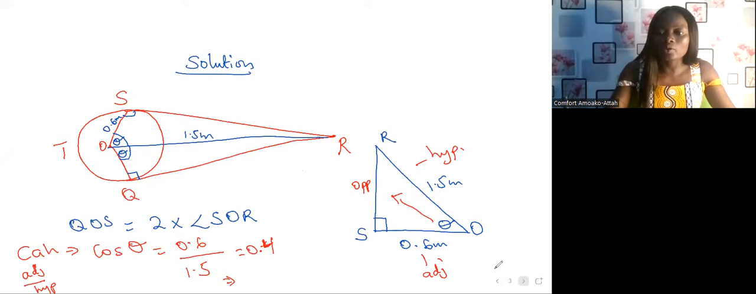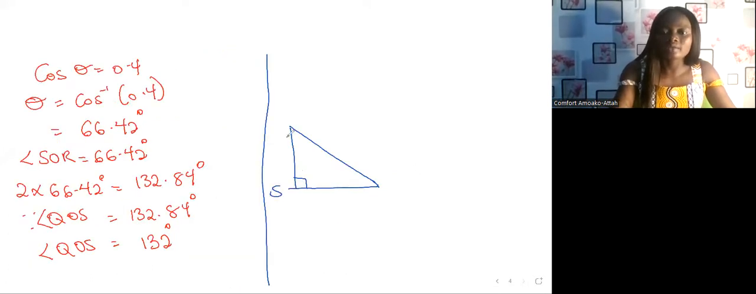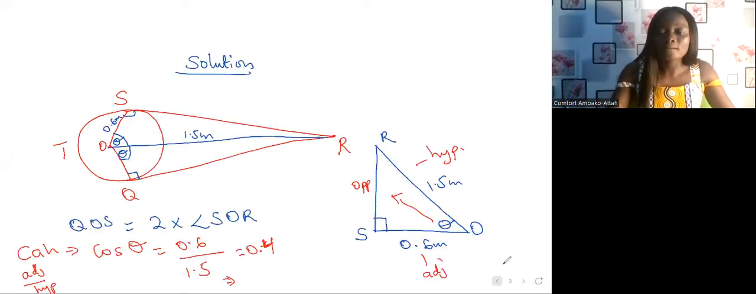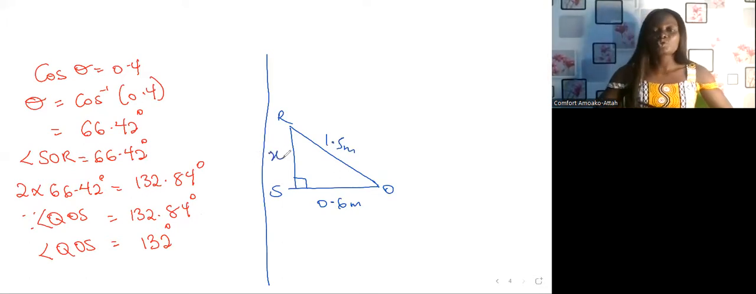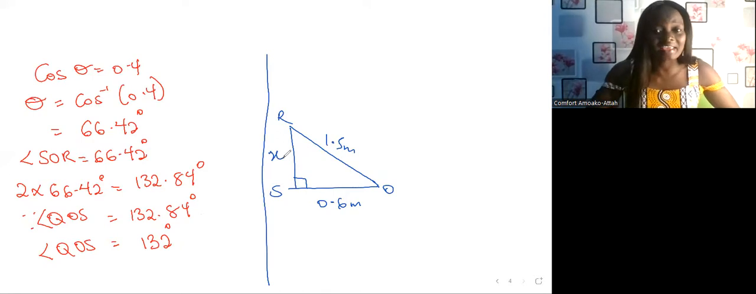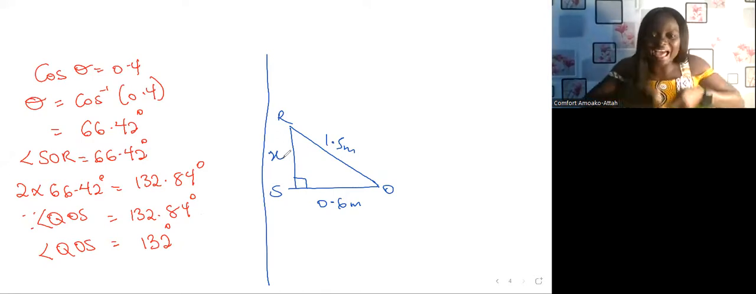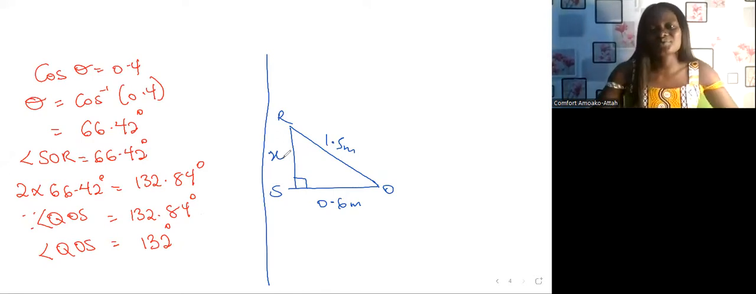So SRO, then 0.6, 1.5, 0.6 meters, and 1.5 meters. So we have to find the side. Okay. So what do you think we can apply in finding line SR?